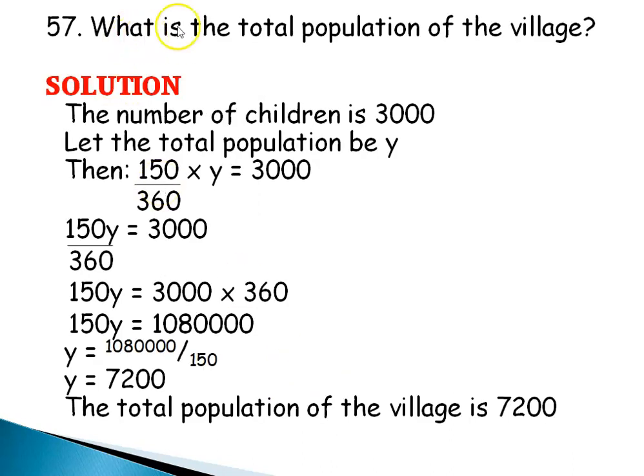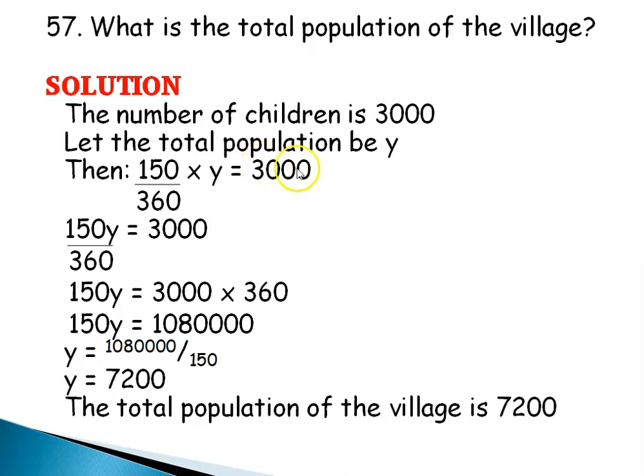Then question 57. What is the total population of the village? The number of children was given in the question. The number of children is 3,000. We don't know the total population, but we can represent it with Y. Ordinarily, if we want to find the number of children, we would say the sector of children over the total of the pie chart multiplied by the total population, and that will give us the number of children.